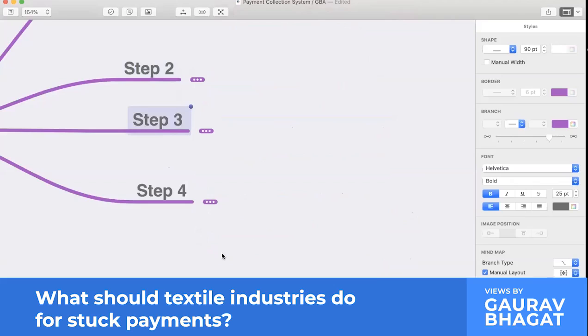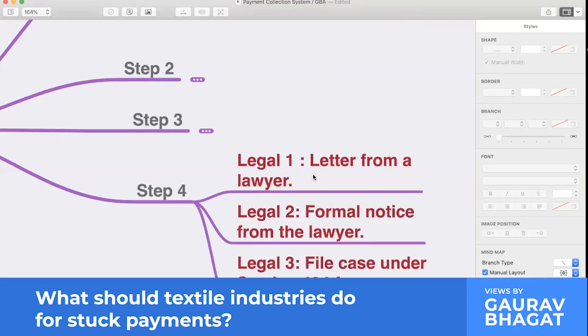So roughly, this helps, and within this step things will get resolved to a large extent. But it's possible that sometimes things will not get resolved. It's possible that people will say, do whatever you want, we will not pay. So at this point, you have to send letters from a lawyer, formal notices from the lawyer. Sometimes a letter from the lawyer itself is enough to get them to say, okay, I will process your payments. Formal notice from the lawyer is a super way of getting things moving.